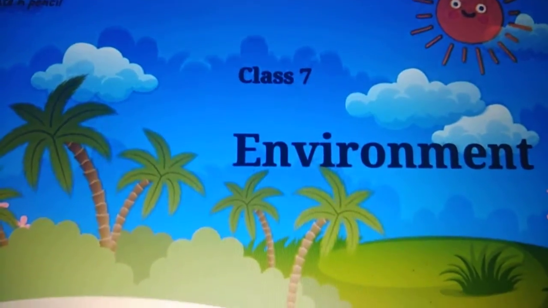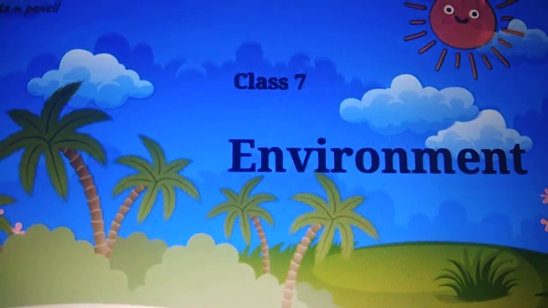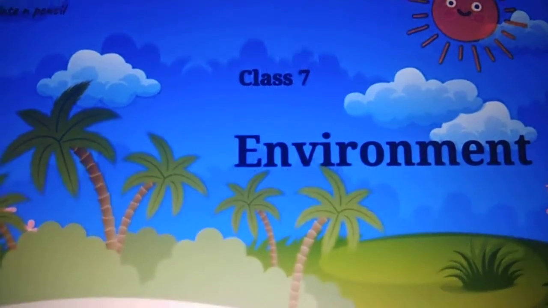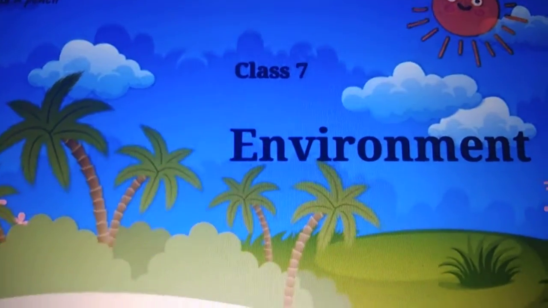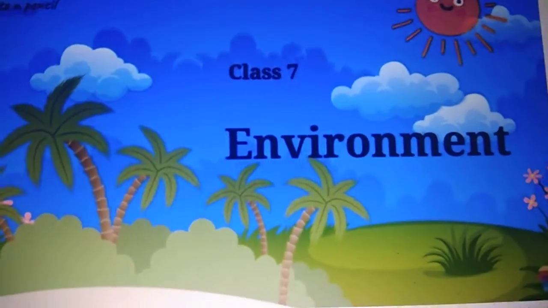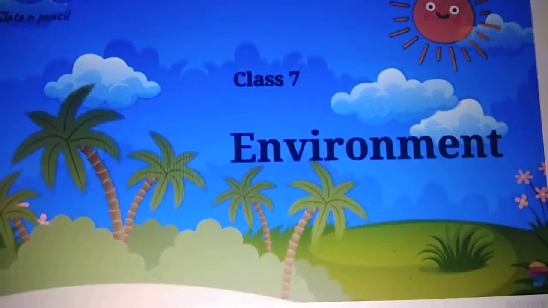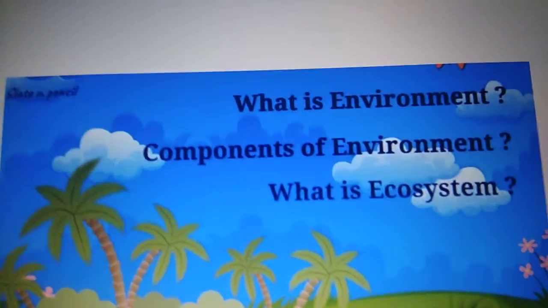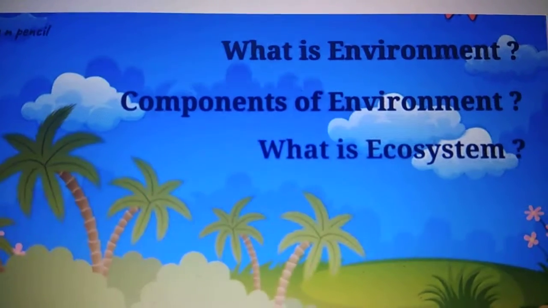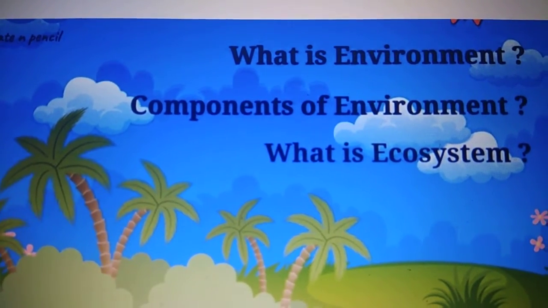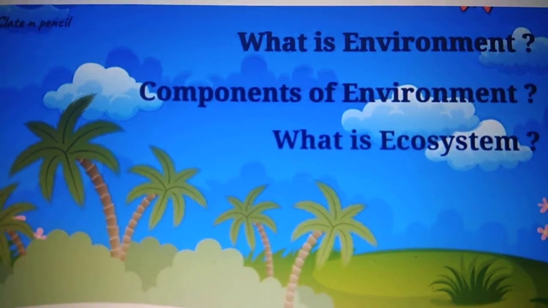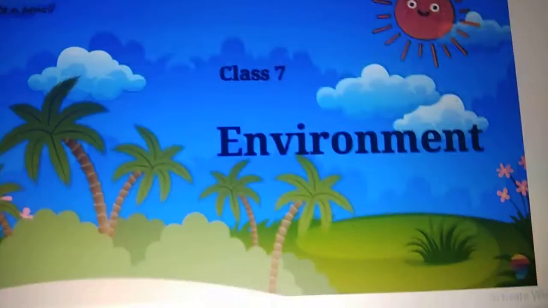Children, we will study the first chapter of your geography textbook, standard 7th, Environment. So today we'll take up this chapter and try and explain to you in simple terms what is environment. Okay, now what are we going to study in this chapter? Let's see the headings. We are going to learn what is environment, then the components of environment, and finally what is ecosystem. So these 3 points we are going to cover in this chapter.